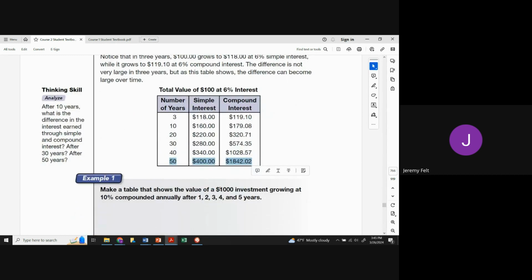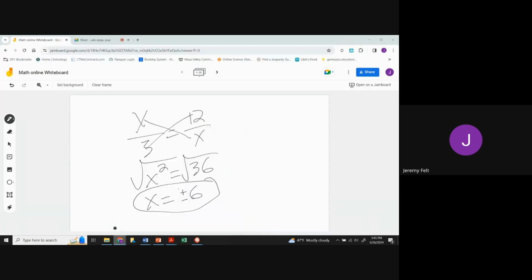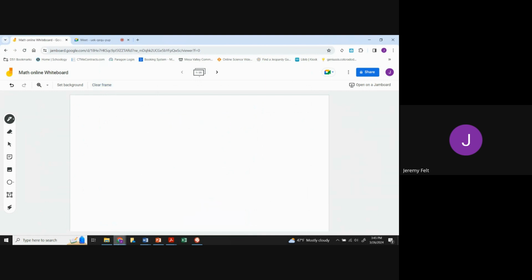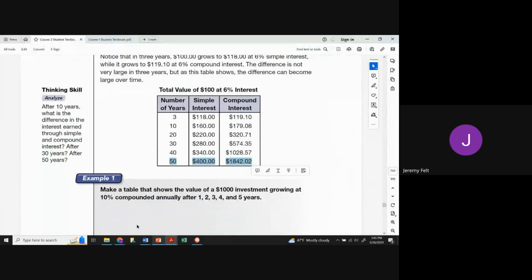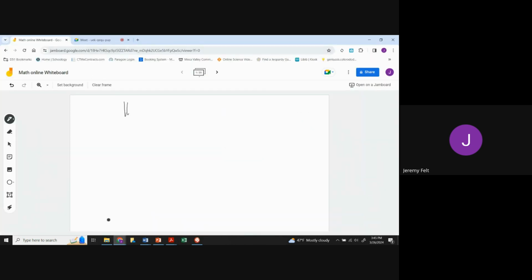Make a table that shows a $1,000 investment growing at 10% compounded annually, which means every year after 1, 2, 3, 4, 5 years. So $1,000 at 10%.